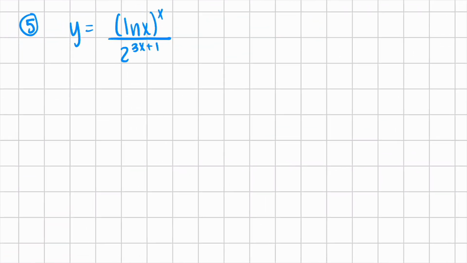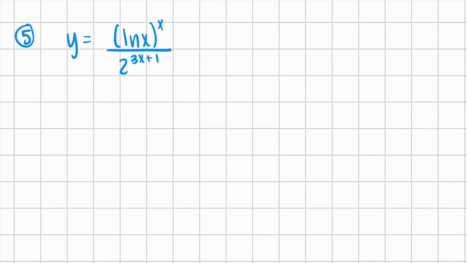We have one last problem. We have our natural log of x raised to the x all over this 2 raised to the 3x plus 1. And I just want to point out that we don't want to start with a quotient rule, because I'm going to get in the middle of my quotient rule and then I'm going to have a problem taking the derivative of natural log of x raised to the x. So I want to make sure I do my logarithmic differentiation first. I'm going to natural log both sides first, and then we'll go from there.